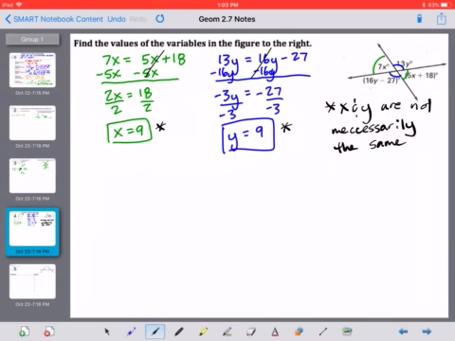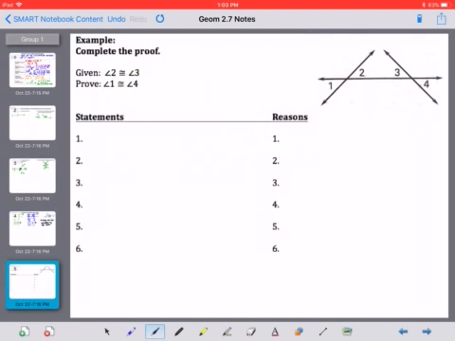All right, to finish up this lesson, we're going to do a proof involving vertical angles. So they give us that angle 2 is congruent to angle 3. So let's put that in the picture, and then let's write that for our first statement. We always start with the given. And this is actually going to be a 5-step proof. We're going to get down here to step 5, concluding that angle 1 is congruent to angle 4.